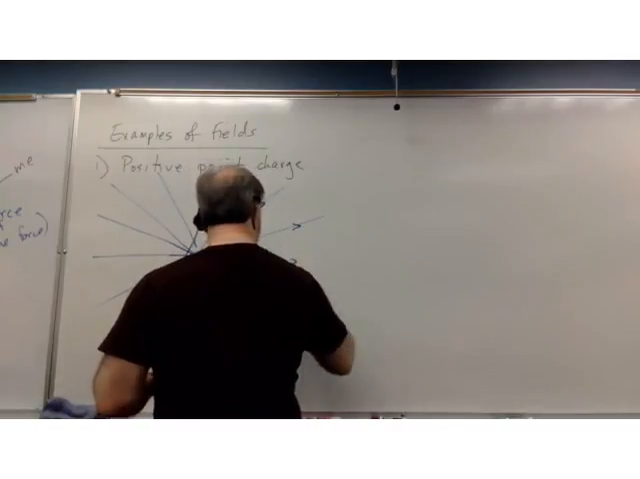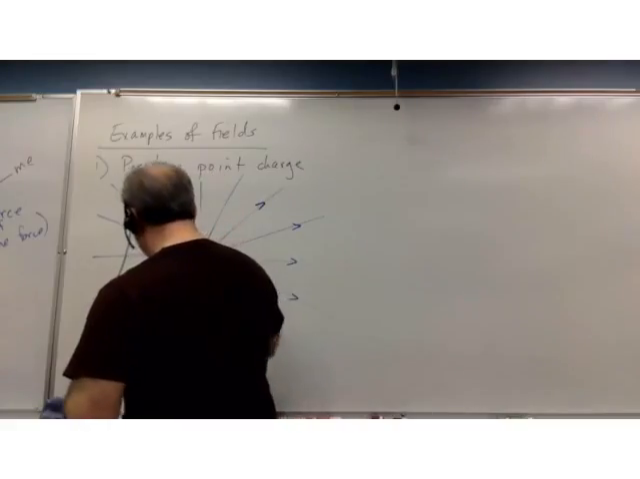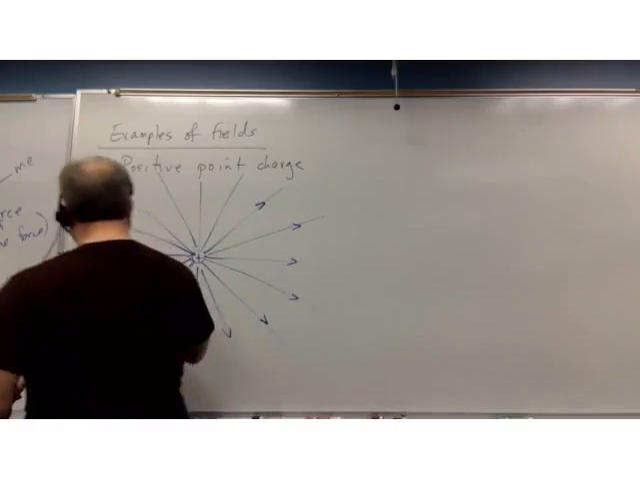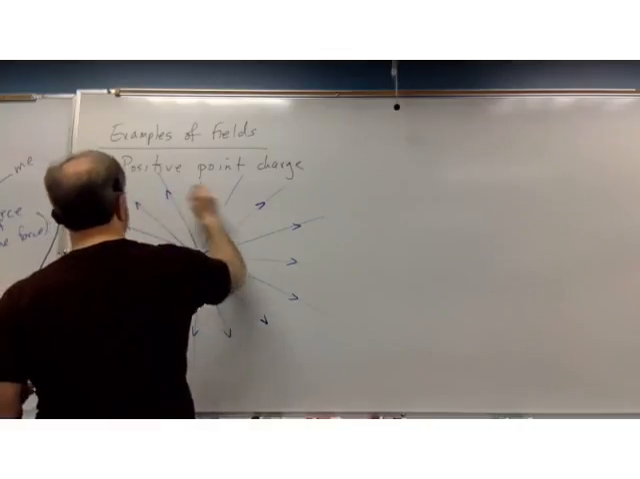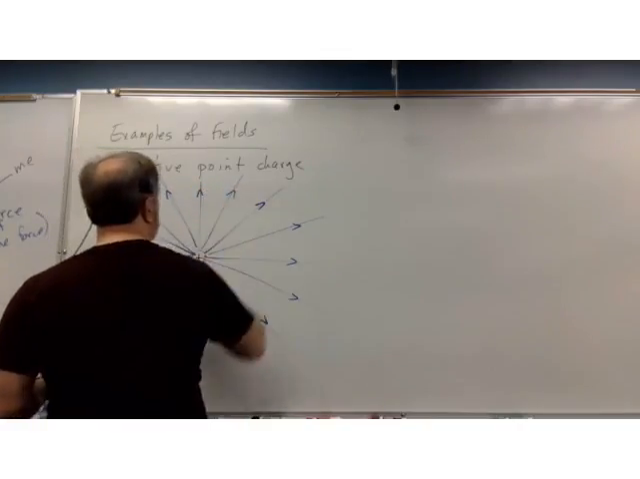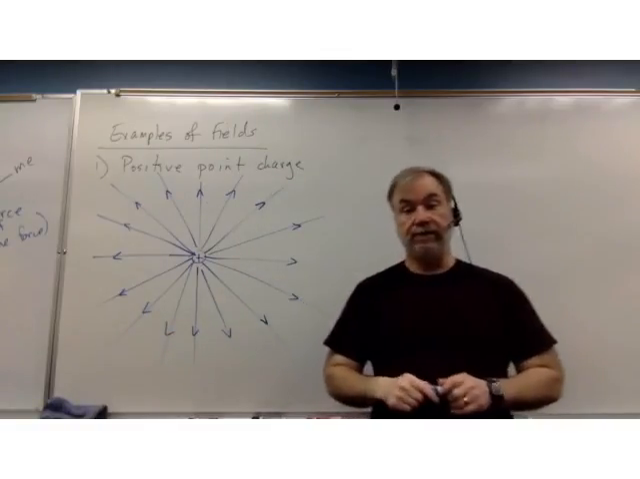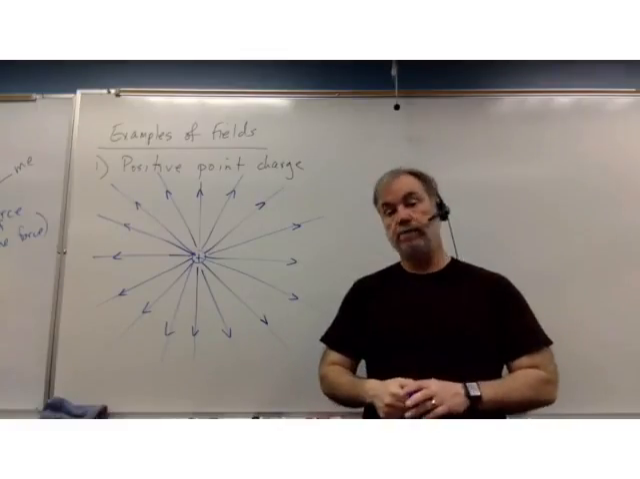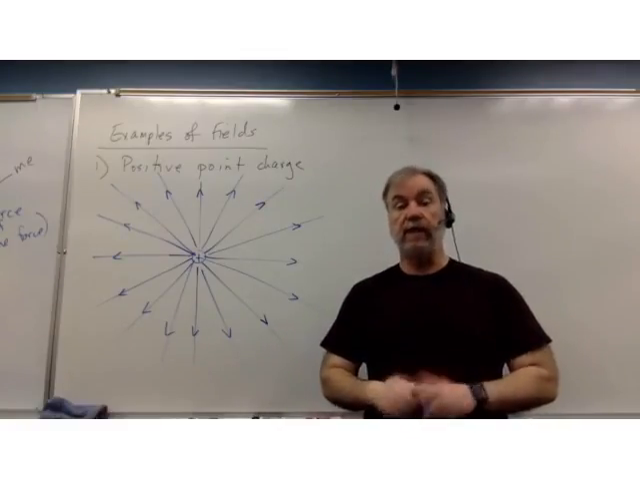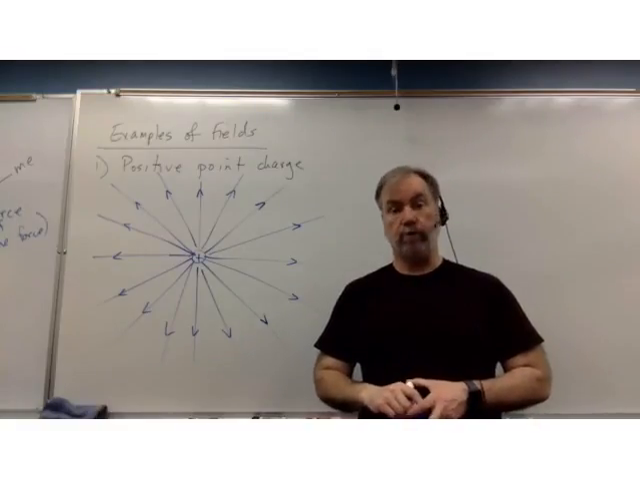So I mentioned that these things are vectors, and they are. And so we put arrows on them because they're vectors, and they point a certain direction. And the direction of these electric field vectors for a positive point charge is radially away from the source charge, radially outward.